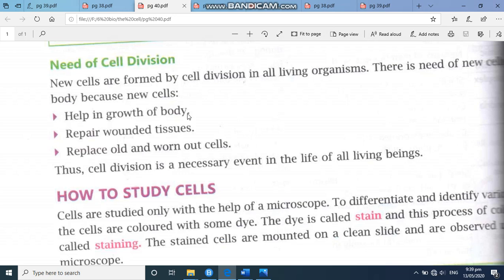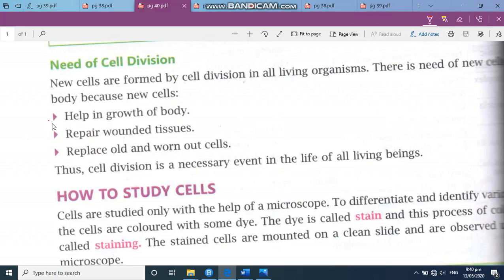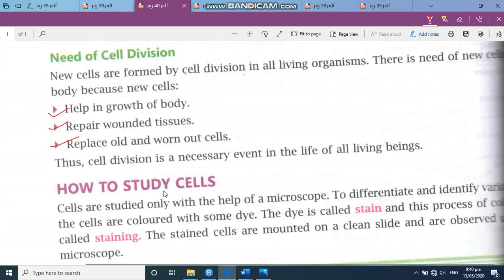So how is this growth taking place in your body? That is with the help of cell division. If you get any wound, within a few days it is repaired. This is because of the new cells which are coming up, and they replace the old and worn out cells. That is why cell division is a necessary event in the life of all living beings. So you can mark these three points which are very important, that is why we need cell division.